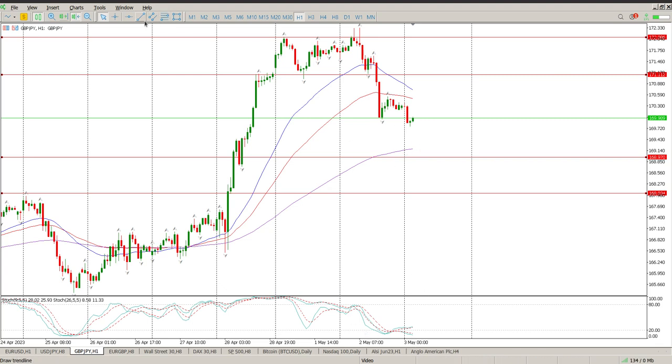Another way to trade this, and I'm just going to use this here, is a break above 170.502 and a retest of that for a move up to test 171.112. Again, this is the yen, and the yen is all over the place at the moment, so keep your wits about you.